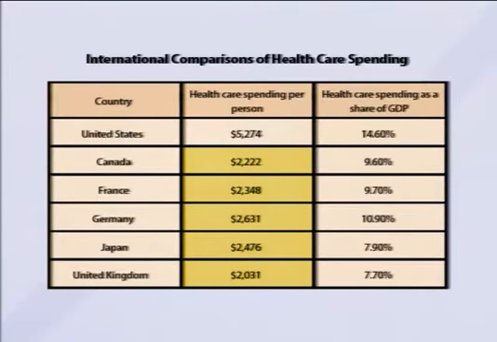If you look at healthcare spending as a share of GDP, healthcare spending in the US as a share of GDP was 14.6% of GDP. If you look at Canada, France, and Germany, healthcare spending as a share of GDP was 9 to 11% of GDP. If you look at Japan and the United Kingdom, healthcare spending in those two countries was roughly 8% of GDP. So the United States is spending extraordinarily more on healthcare.